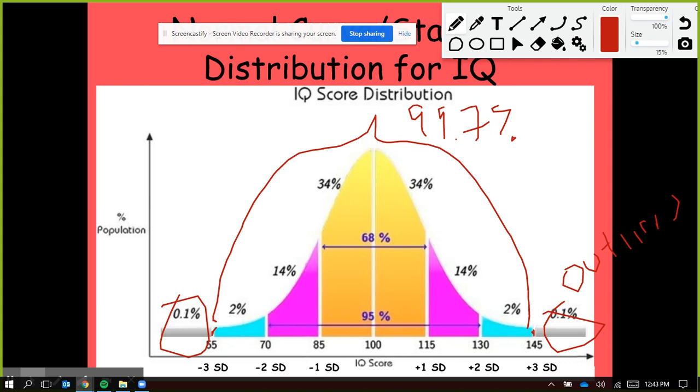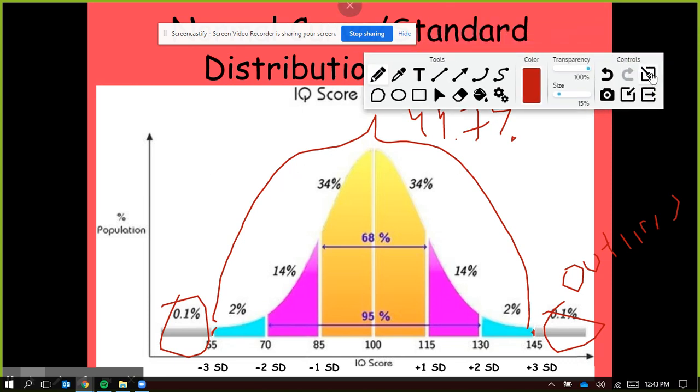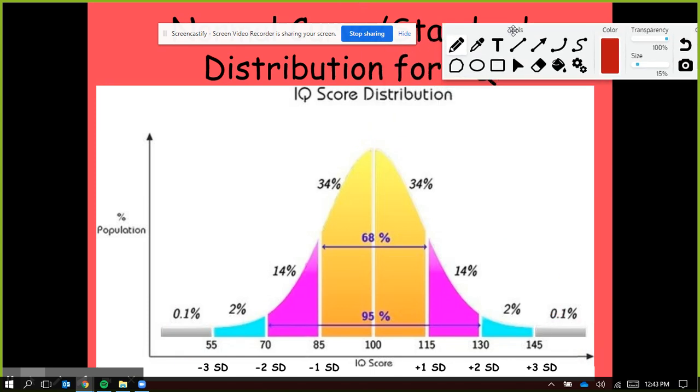So if I were to ask you, and answer this in the chat as a private message: if your IQ is 115, what percentage of scores fall above your IQ? What percentage would it be? Yep, Rohan, yep. No, Sylvia, I think you looked at it wrong. What percentage of scores fall above 115?